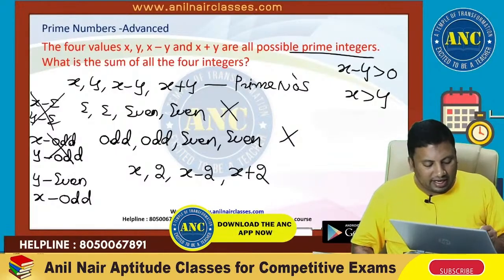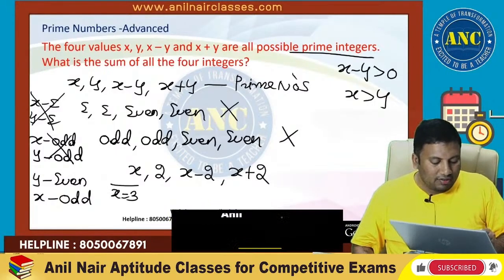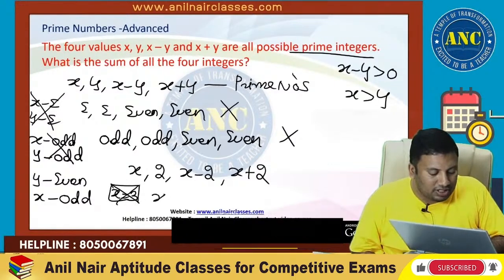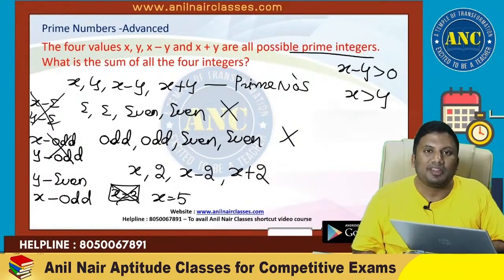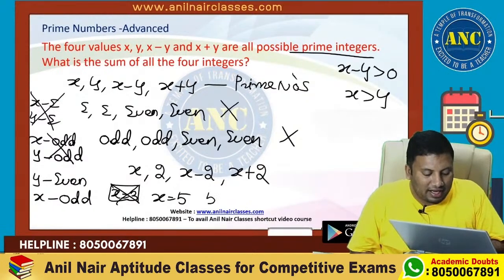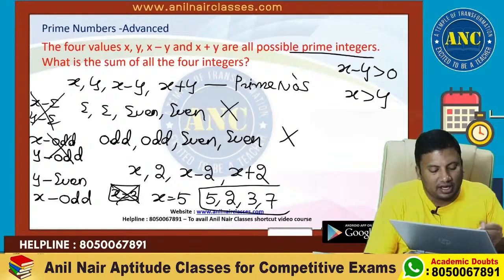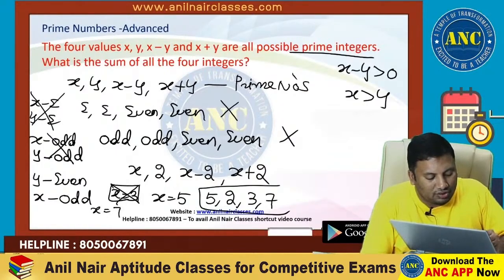If I take x equivalent to 3, 3 minus 2 is 1. 1 is neither prime nor composite. X is 5: 5 comma 2, 5 minus 2 is 3, 5 plus 2 is 7. X is 5, it is satisfying. Suppose I take x value 7.